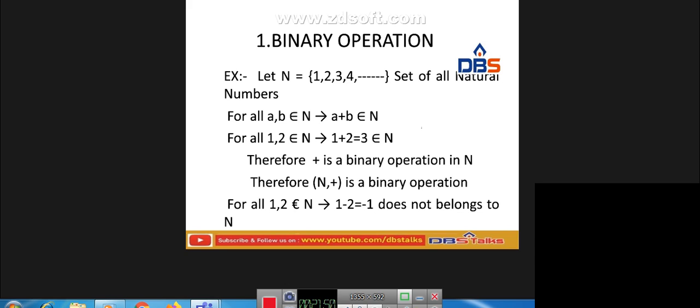For 1, 2 belongs to N, that implies 1 minus 2 does not belong to N. Only the addition operation is a binary operation on N. Whenever you take subtraction, it is not a binary operation because minus 1 does not belong to the natural numbers, that is N.